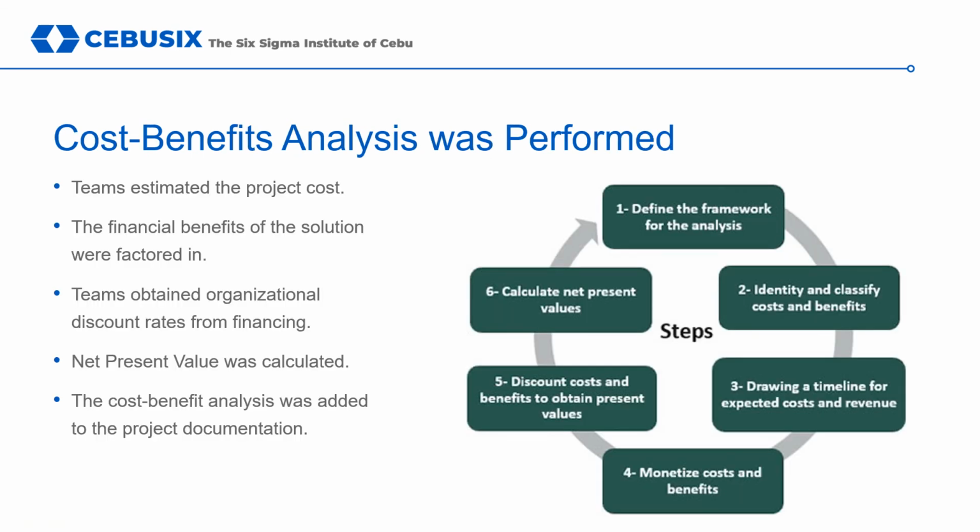The team took the time to estimate the total cost of the project, as well as the financial benefits of the improvement implementation and the costs associated with maintaining that implementation. From the accounting department, the teams obtained the net present value discounted rate and used this information to conduct a basic cost benefit analysis that can then be presented to the sponsor or champion. As always, the analysis is then added to the project documentation.